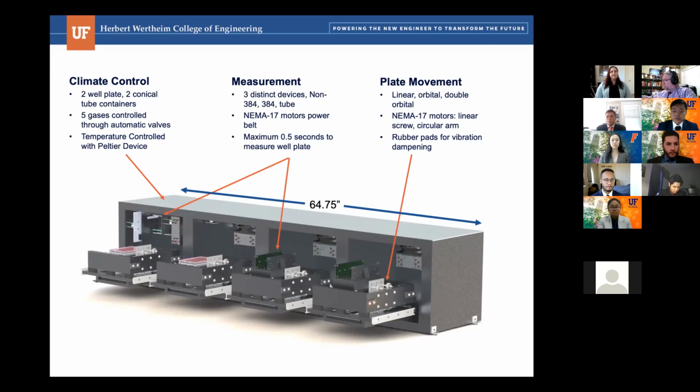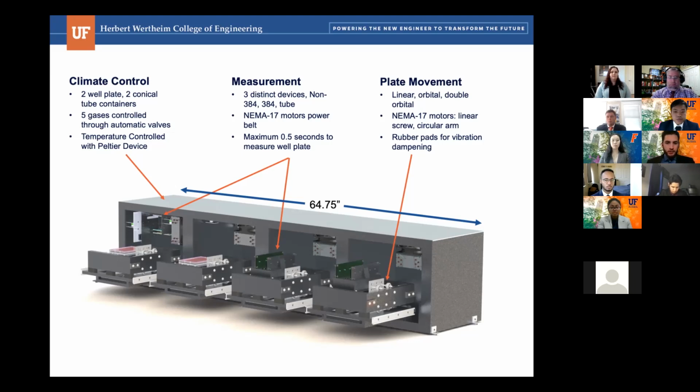The main reason for having all these different containers is for our measurement devices. There are 3 different styles. There's the tube measurement device, which is essentially the same design, but just spaced out a little bit differently for the 15 and 50 milliliter tubes. There's also a 384 measurement device, as well as a non-384 measurement device, which provides OD and FI measurements for all the other well plate sizes. Finally, our last subsystem is the plate movement, which achieves 3 types of desired motion: the linear, the orbital, and the double orbital.